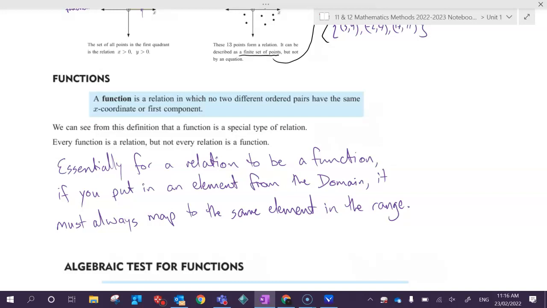If you put in 3 into y equals x squared, we always get 9. If I put 7 into 2x minus 5, I always get whatever that is, 9 or something.